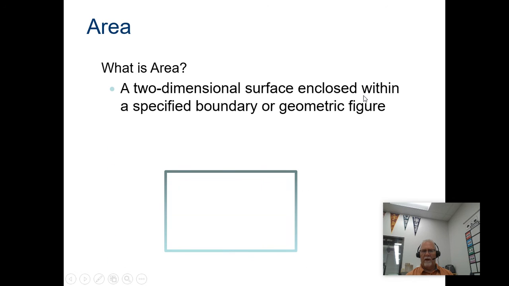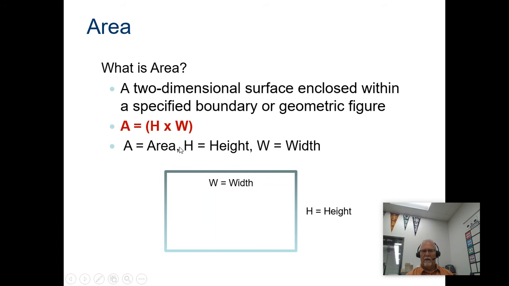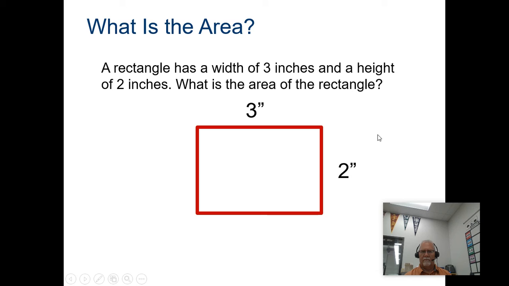So what's the area? Area is a two-dimensional surface enclosed within a specified boundary or a geometric figure. All right, so we've probably seen area before. We're talking about a 2D shape. So we say area is height times width. Using these abbreviations, A is area, H is height, and W is width, we can say area is the height times the width of a rectangle.